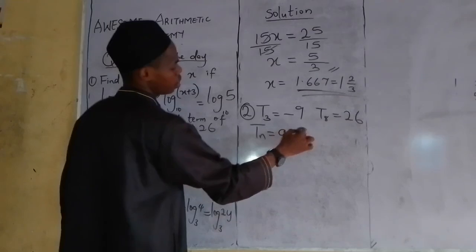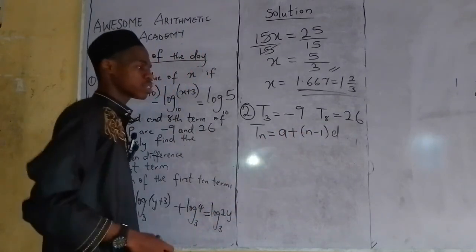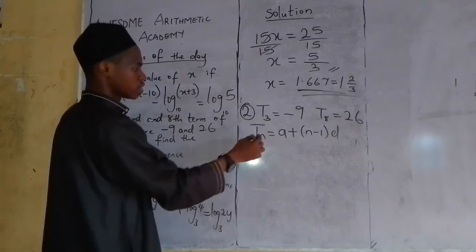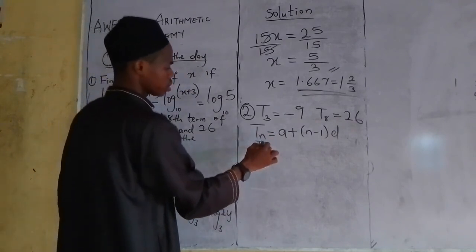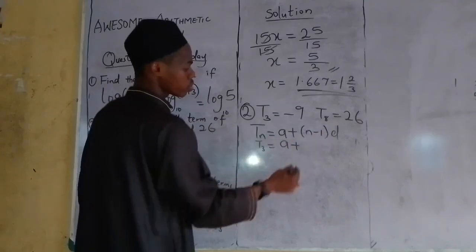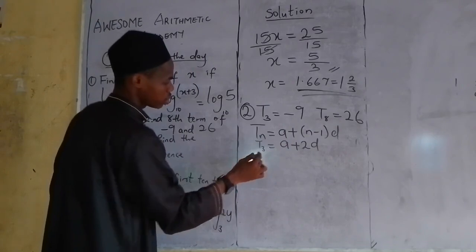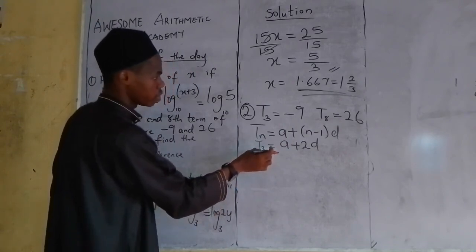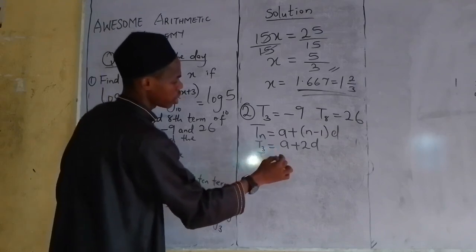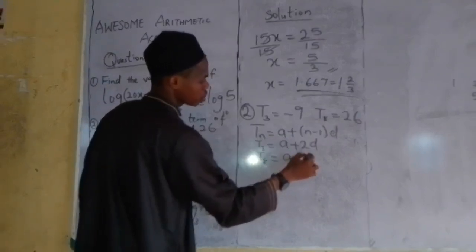Tn equals a plus (n minus 1)d. So this is standing as the value for T3 now. That is when n is 3. This will give us what? a plus (3 minus 1) is what? 2, that will be 2d. And then for T8, now let's put the value: T8 will be what? a plus (8 minus 1) is what? 7d.